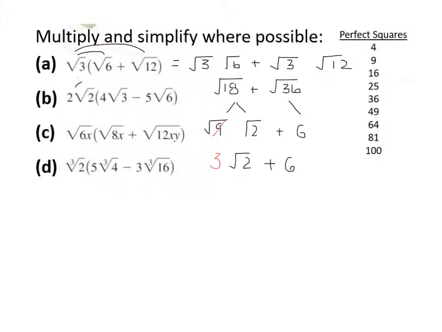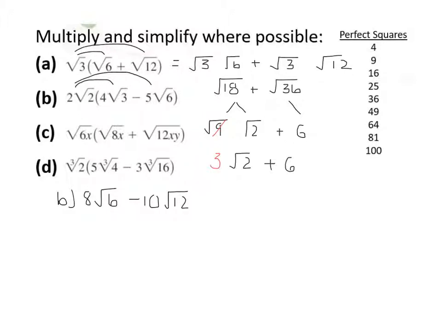Our paperboy 2 root 2 has to deliver papers to both the 4 root 3 and to the minus 5 root 6. So we can multiply the coefficients. 2 root 2 times 4 root 3 would be 2 times 4, or 8, and root 2 times root 3 is root 6. Now the second house, but I've got a minus on this one. 2 times 5, the coefficients, is 10, and root 2 times root 6 is root 12.